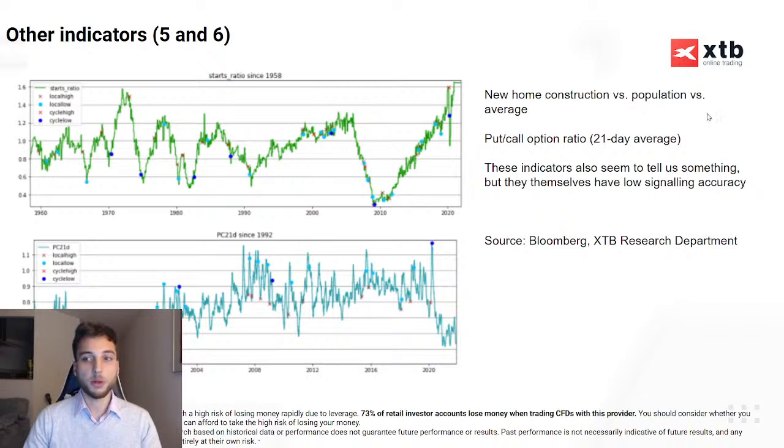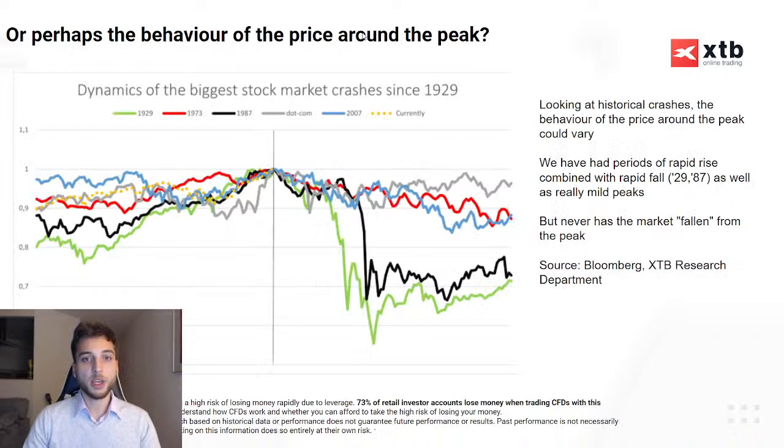Home construction versus population versus average, another type of indicator. Also put call options on the 21-day average. These indicators also seem to tell us something, but they themselves have low signaling accuracy. So as you can see, we have used about 6 or 7 indicators at this point, and a combination of all of them is something worth considering. Fundamental analysis is worth considering, and obviously technical analysis is also worth considering. And perhaps the behavior of the price around the peak is something worth considering as well.